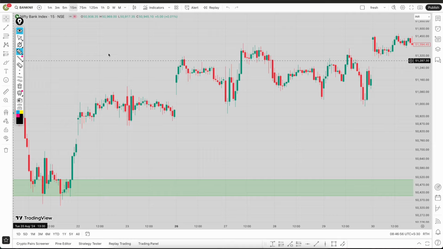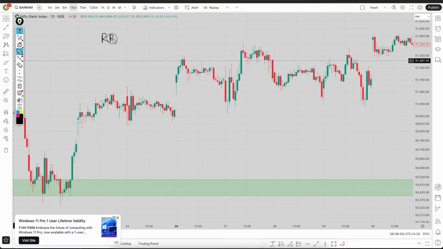We have discussed rally, base, rally; drop, base, drop; rally, base, drop; and drop, base, rally. So we saw these four things in the last video, and we have seen how to identify these kinds of zones. So these four kinds of zones are the footprints that are left behind by institutions, professional traders, and people who have a big portfolio, like in hundreds of crores or 200 crores and thousands of crores.